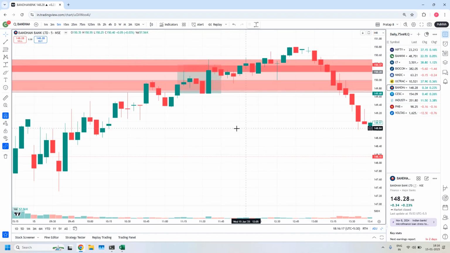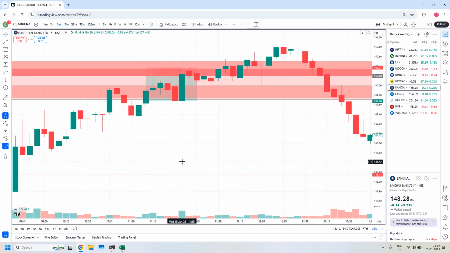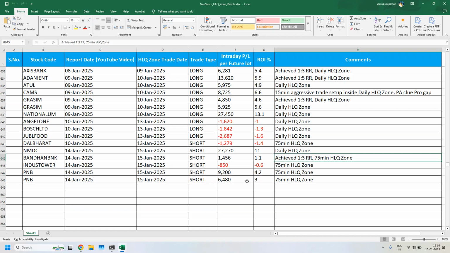Our interest is only on this fine-tuned 5-minute zone that has given 1:3 RR. But it failed to reach a 15-minute target. That's why I have achieved only 1:3 RR. And this is the smallest ever profit given in our HLQ zone so far. Maybe previously once, I remember, it came close to 1% or a little less than 1%, long back. But anyway, in recent times this 1.1% ROI is very small in our HLQ zones. And the next one is Indus Tower.